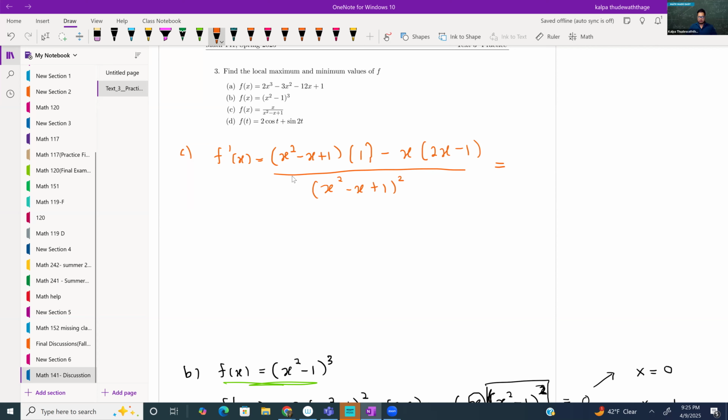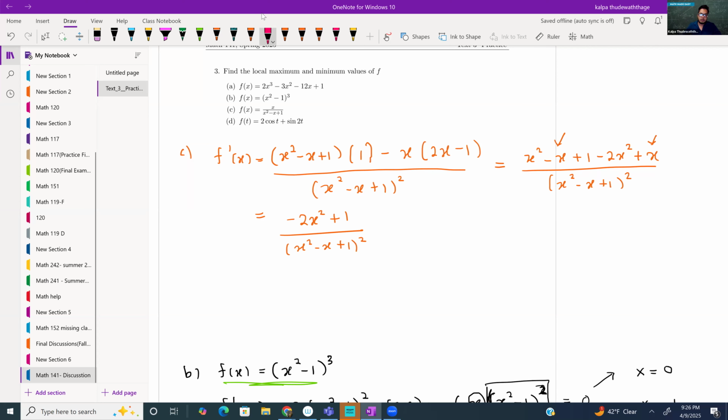Now you can see I have x to the power 2 minus x plus 1, 2 plus x, over x to the power 2 minus x plus 1, all to the power 2. If you simplify it, the numerator becomes 2x to the power 2, the x and plus x cancel out, and you have plus 1. Okay. If you think about the numerator, it's minus 2x to the power 2, plus 1. The denominator is a quadratic function, squared.